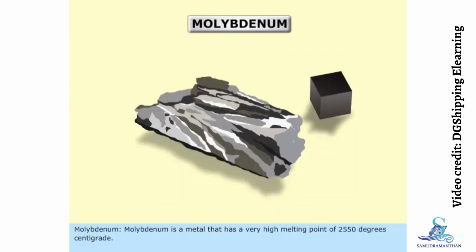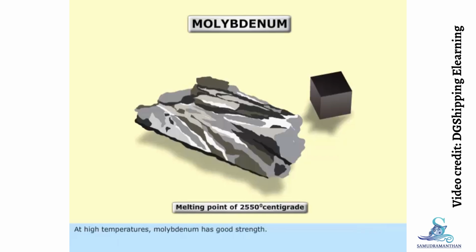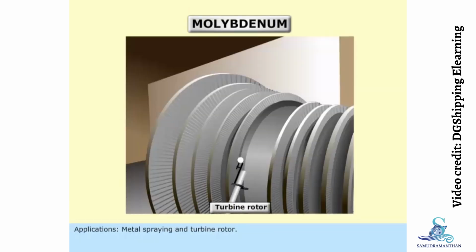Molybdenum. Molybdenum is a metal that has a very high melting point of 2550 degrees centigrade. At high temperatures, molybdenum has good strength. Applications: metal spraying and turbine rotor.